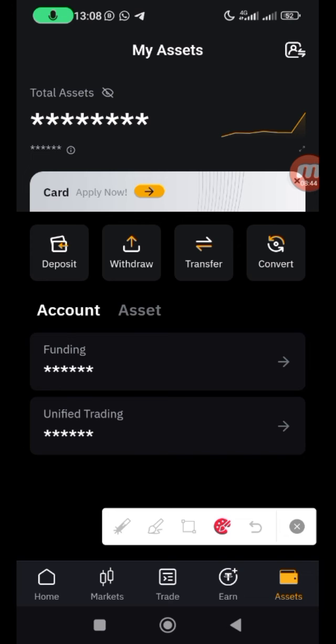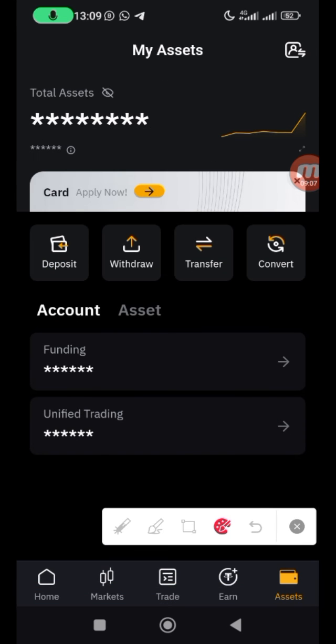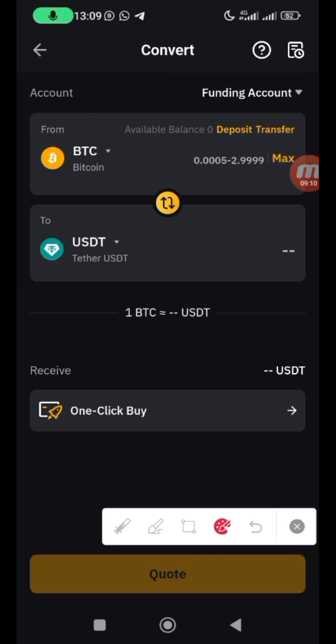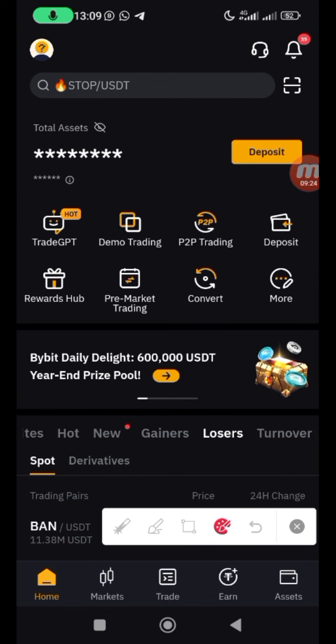We also have transfer. Transfer is from your wallet to another wallet, that is transferring from funding to the unified wallet or the derivatives. You can also use convert. Convert means converting from one coin to the other. Okay, so let's go back to the home page right now.